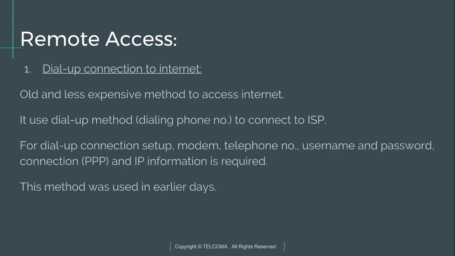Here what we do is dial phone numbers. The ISP provides us the phone numbers, and we dial these numbers from our landline phones to connect to the ISP, internet service provider, to access the internet services. For a dial-up connection we require a modem, a telephone number or landline, a username and password which we provide to our modem, and the connection and IP information. These are the requirements for dial-up connections.